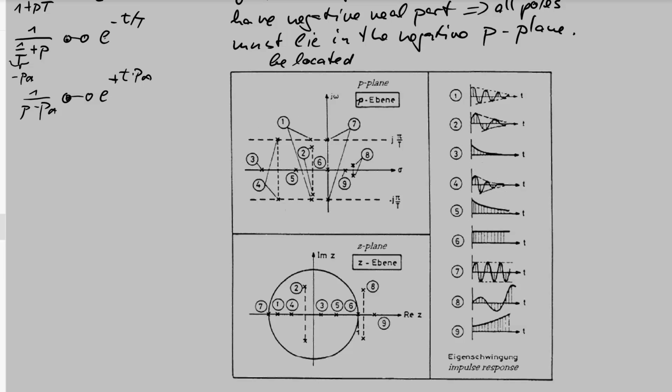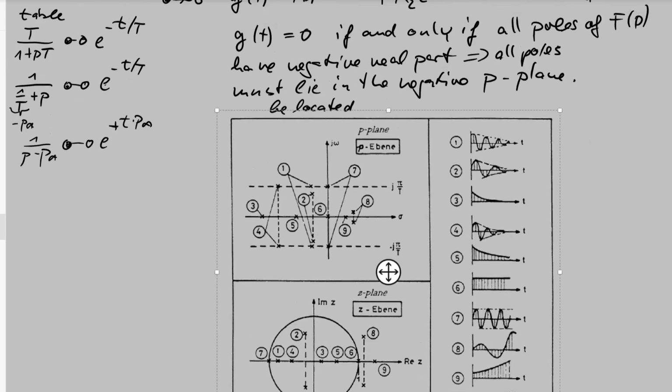But all these poles from 1 to 5 are located on the left side of the p-plane, have negative real part. Number 6 and 7 are poles which have a sigma, a real part, which is 0. So these are the indifferent cases with either a constant signal at the output or a constant oscillation at the output. And poles 8 and 9 have positive real parts, and this is the indication for instability.